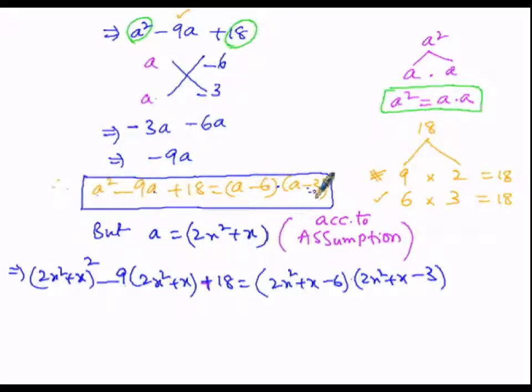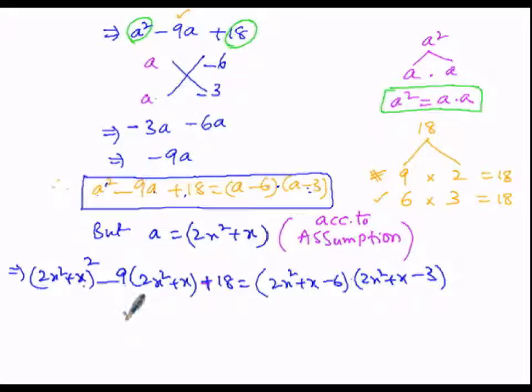According to our assumption, 2x squared plus x was assumed as a, so now we replace it again in the place of a. So (2x squared plus x) whole squared, minus 9 into (2x squared plus x), plus 18, written as it is, equals (2x squared plus x minus 6) into (2x squared plus x minus 3). So we have to find the factors of this left side: the factors of 2x squared plus x minus 6 separately and 2x squared plus x minus 3 separately.